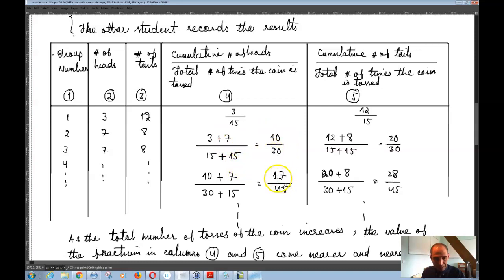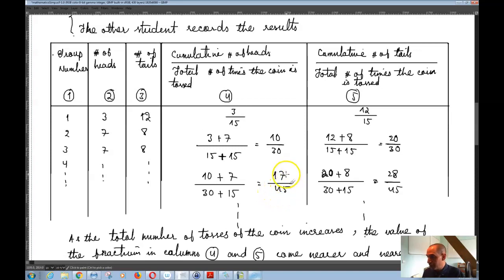In the third group, we got another 7 heads, and we tossed the coin another 15 times, so we got 17 to 45. That means the total number of times that we have tossed the coin was 45 times, and the total number of times that we got a head was 17 times. So that's 17 to 45. So this is the empirical probability of getting a head.